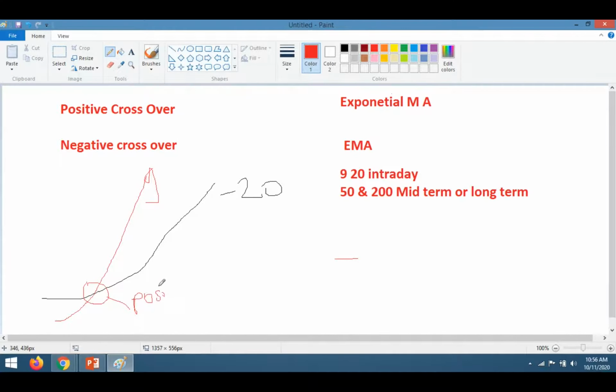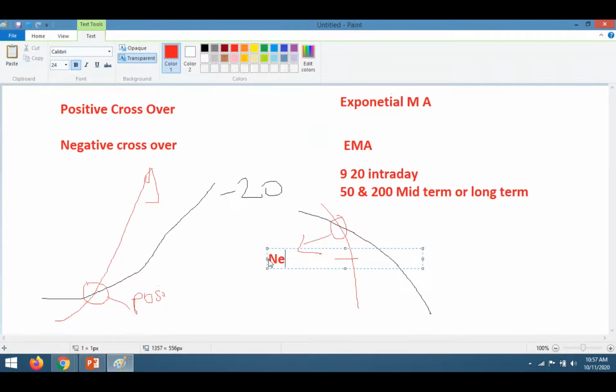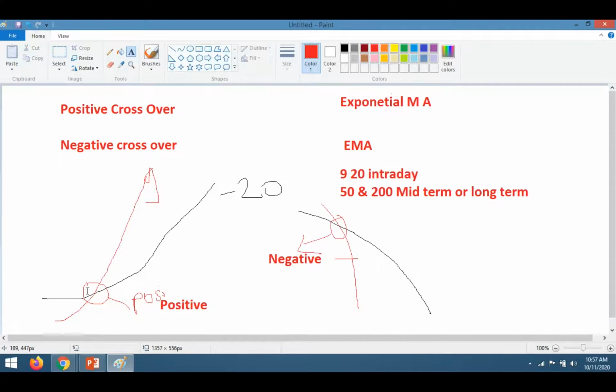So the lower moving average, the smaller moving average, when it crosses the bigger moving average from lower to upside, it's called the positive crossover. And same, my 20 moving average is this, then my 9 moving average is this. The red one is my 9 moving average. So from above to below, downside, this crossover is called a negative crossover. This is called negative crossover, from up to down. And this crossover is called positive. The small moving average crossing the big moving average from lower to upside is called positive crossover, and upside to lower side is called negative crossover.